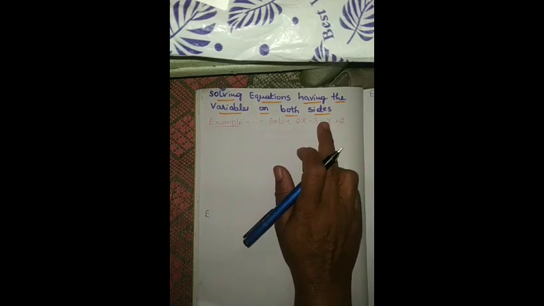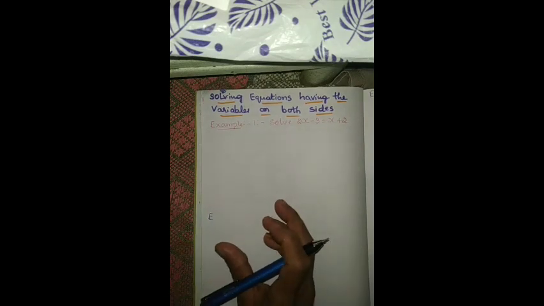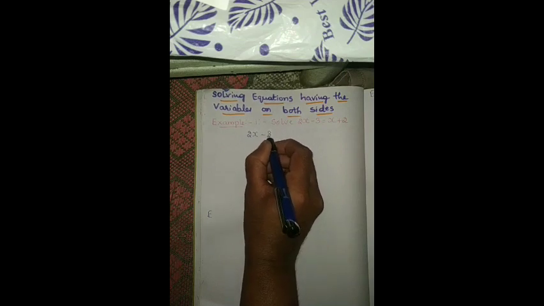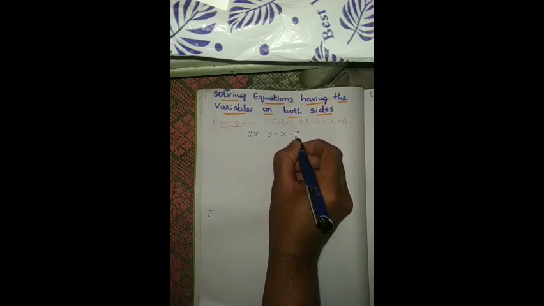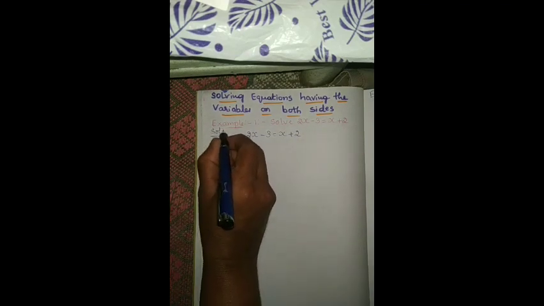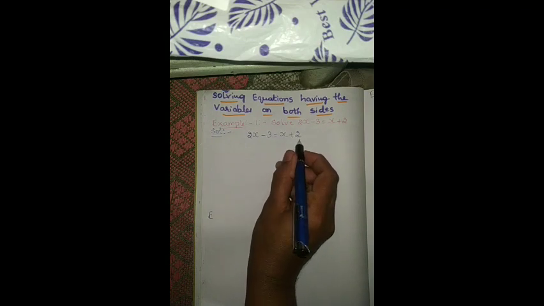What is the difference between the previous one that we studied and this one? Here, on both the sides of the equality sign, we have the variables. We have to combine them and then we have to solve. Okay, that is the difference. Let us take up the sum now. 2x minus 3 is equal to x plus 2. We have started the solution.